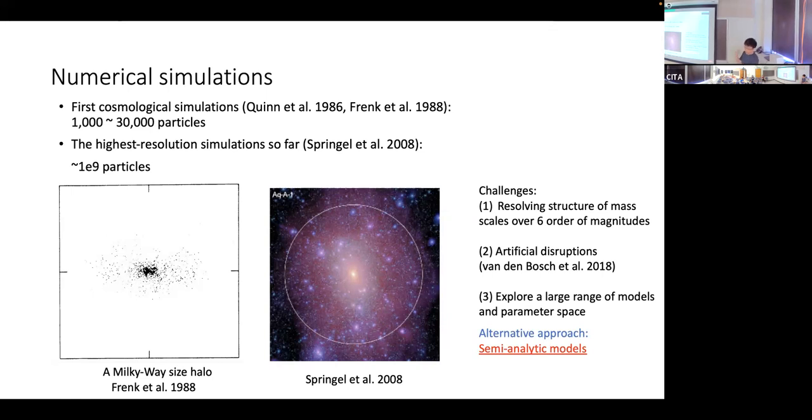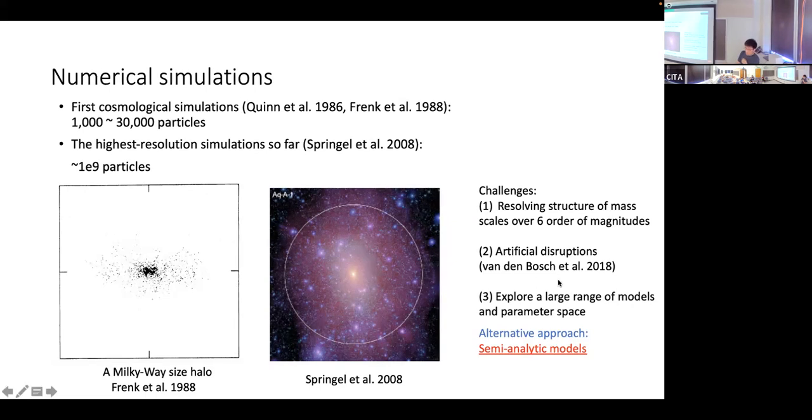But there are still some challenges. To resolve the subhalos we are interested in, for example for a typical lens system with a host mass of 10^13 solar masses, we would like to resolve subhalos down to 10^7 solar masses. That means we need to resolve structure over a mass range covering 6 orders of magnitude. That is very difficult for direct simulations.